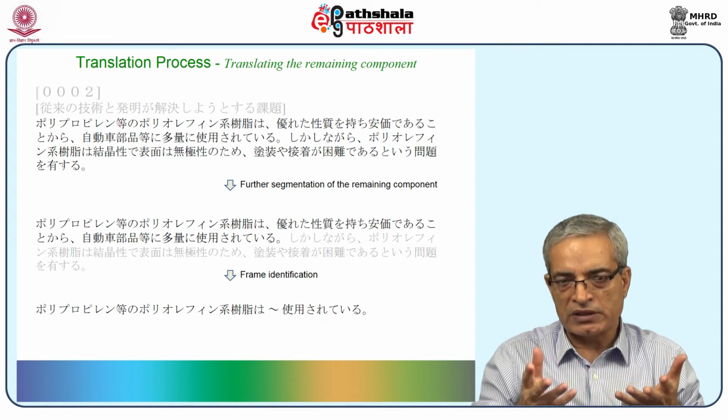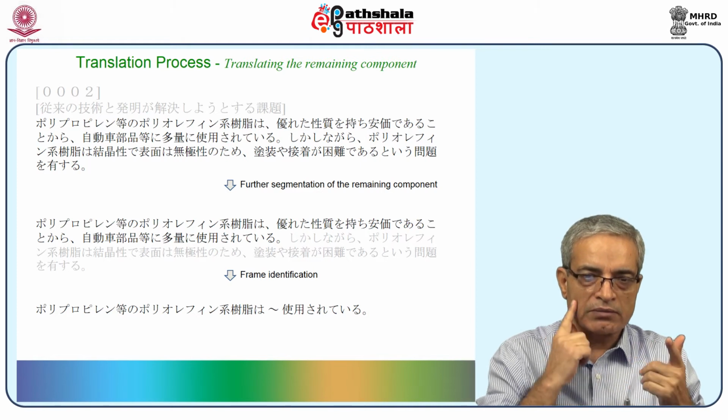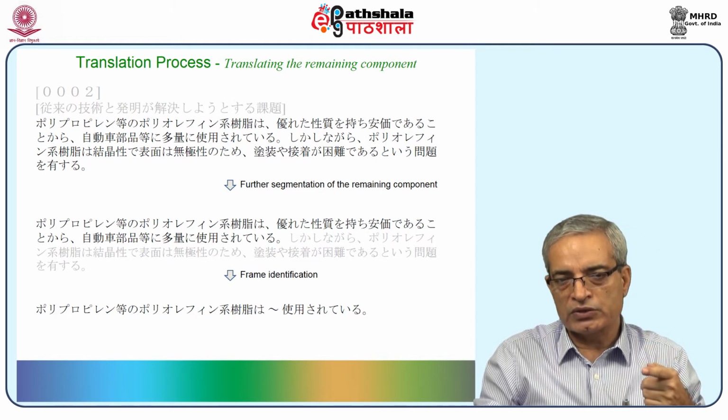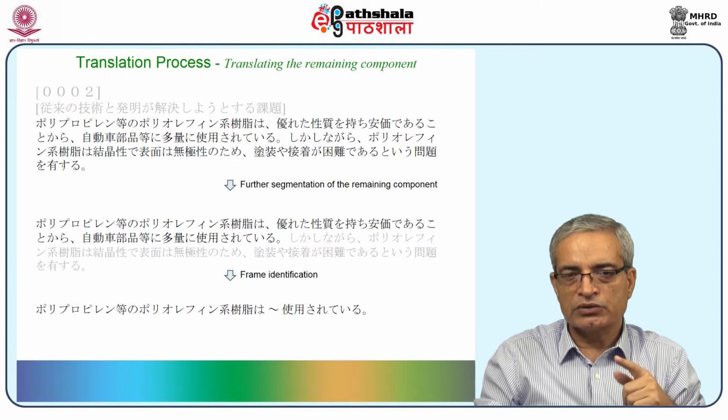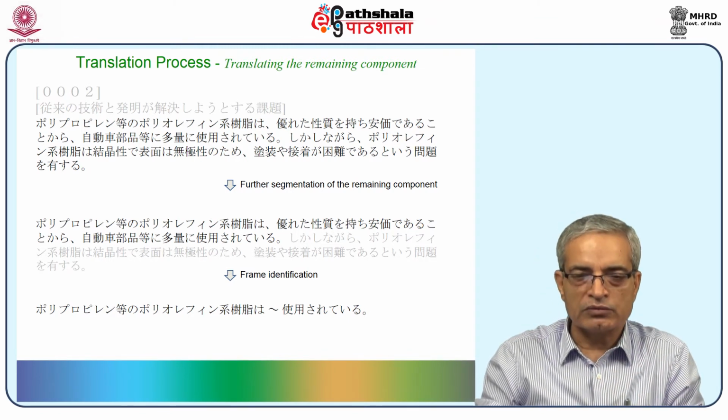So this is a simple sentence. So if we simplify it further, it will be something tono poriorefin-kei jushi wa something shiyo sareteiru. Something ni shiyo sareteiru, something no tame ni shiyo sareteiru, anything is possible.